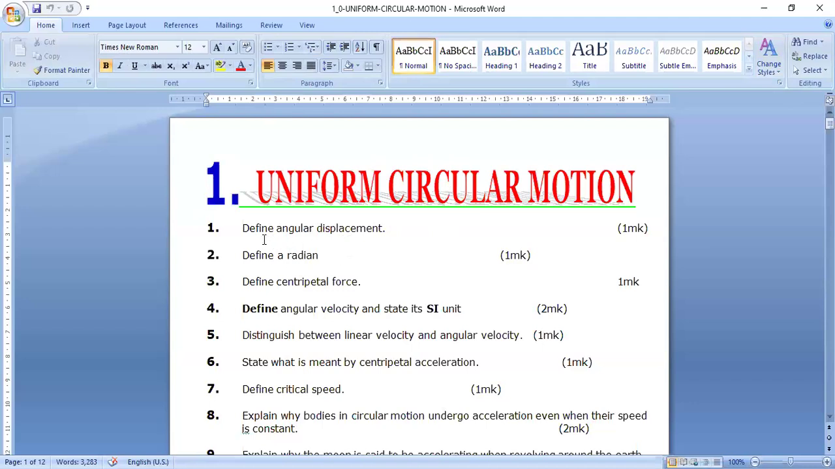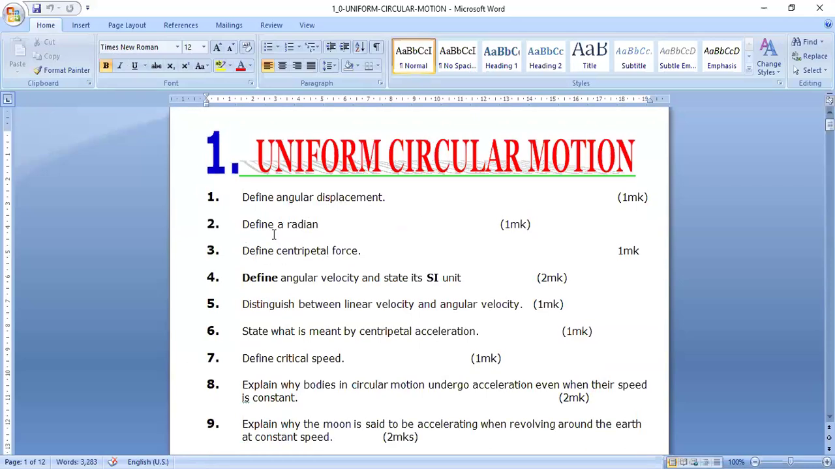The answer is, this is the angle subtended at the center of the circle when the body moves around a circular path. Define a radian. A radian is the angle subtended at the center of the circle when the arc length covered by a body equals the radius of that circle. So when the radius of the circle equals the arc length, then the angle at the center of the circle is a radian.